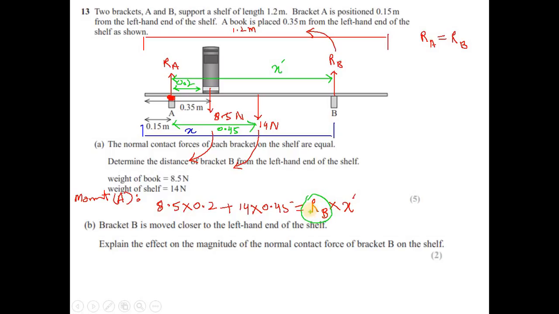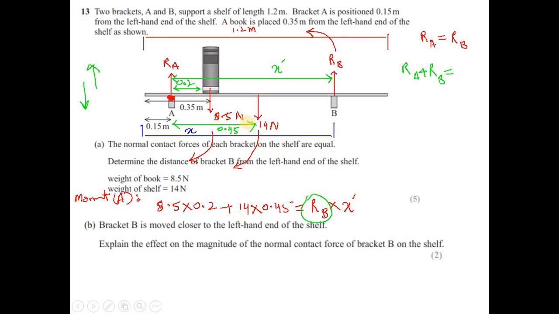And how do we do that? In this case, we see the forces in a vertical direction. We equate the forces. Forces acting upward must be equal to forces acting downward. So we have two forces acting upward. So RA plus RB, these are upward forces, equals to downward forces.